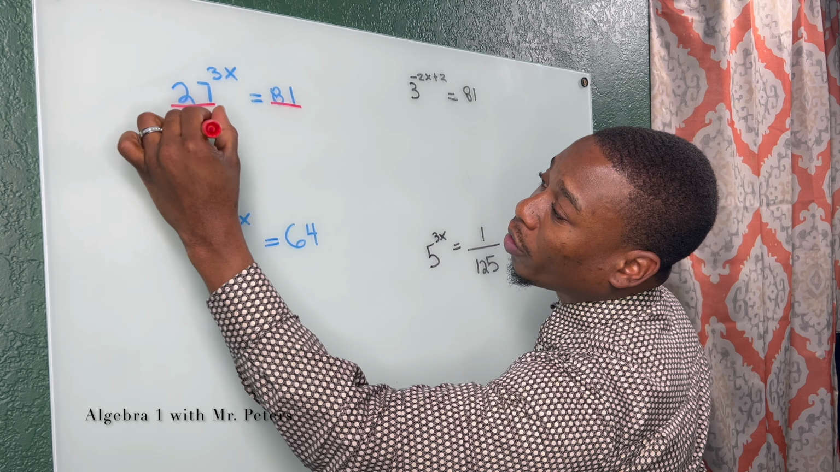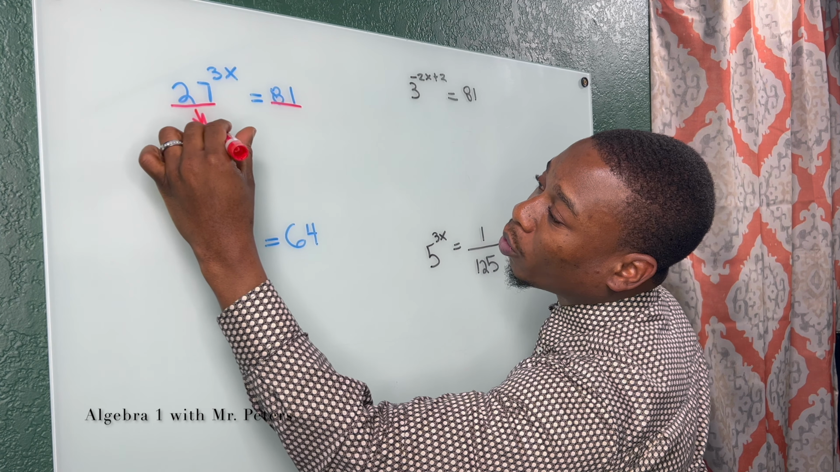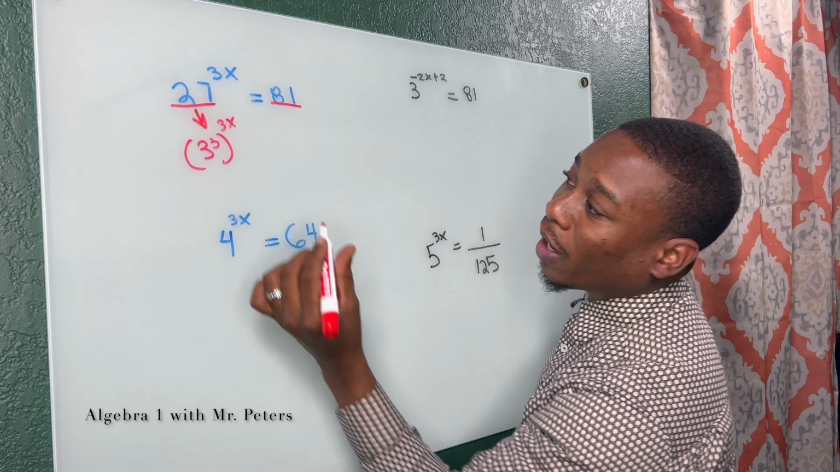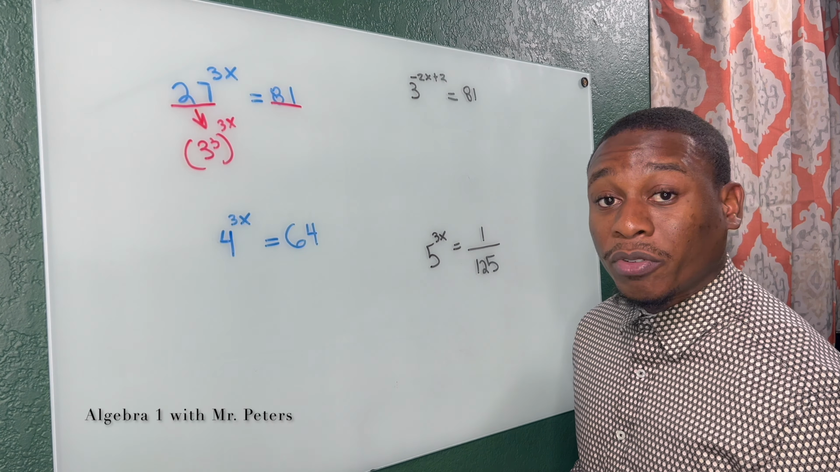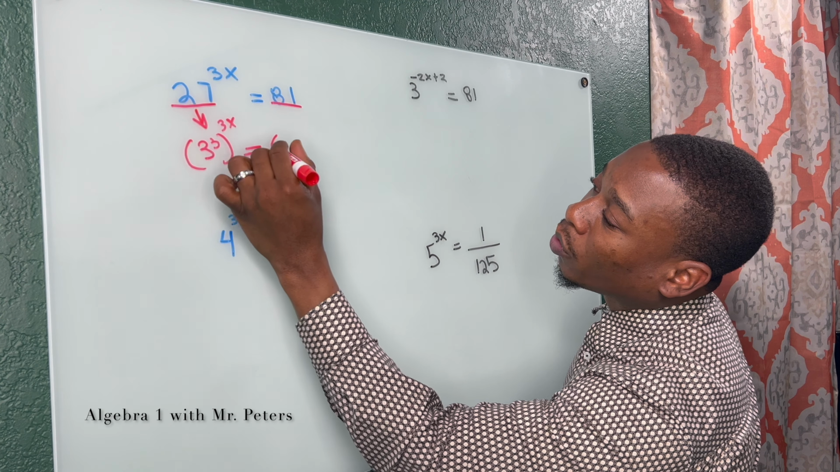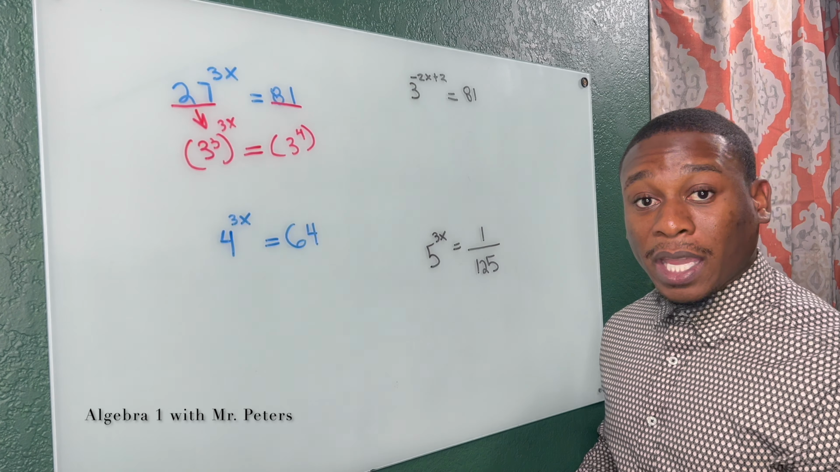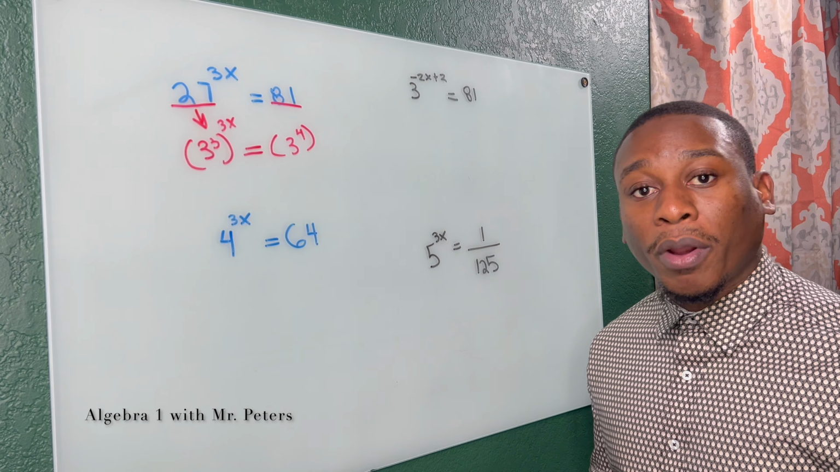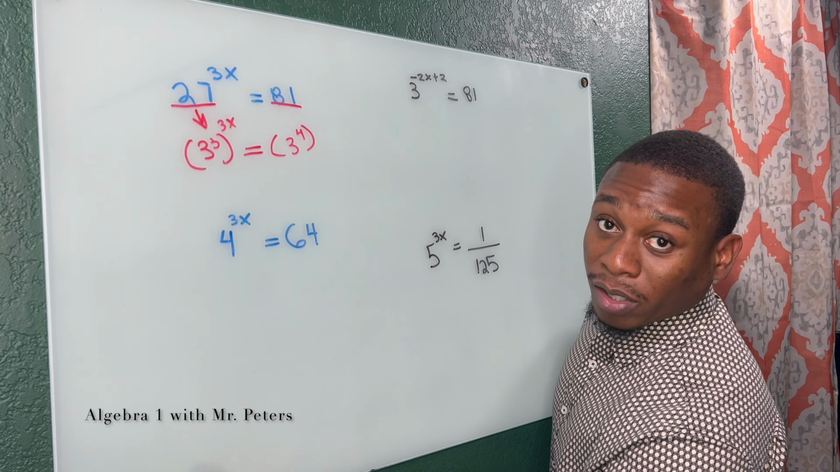I know that if I rewrite this as 3 to the third power and I keep that 3x on the outside, that is the same exact problem. I just rewrote it with a different base. And then when I go over to the other side, we're going to have 3 to the fourth power, which represents 81, just written with a different base. So now that we have the same base, we focus on the exponents.